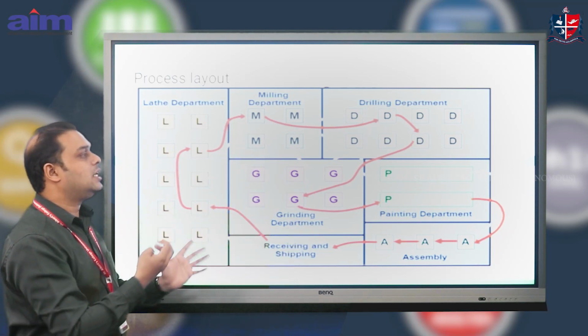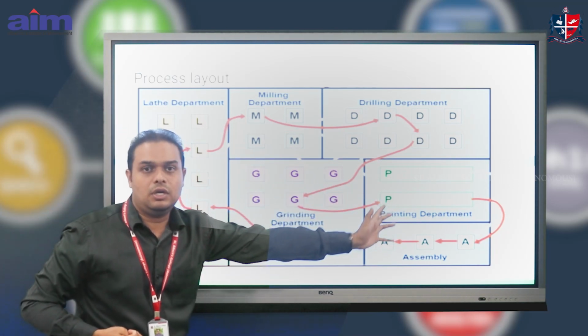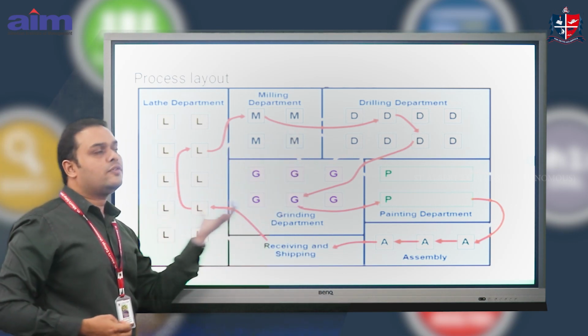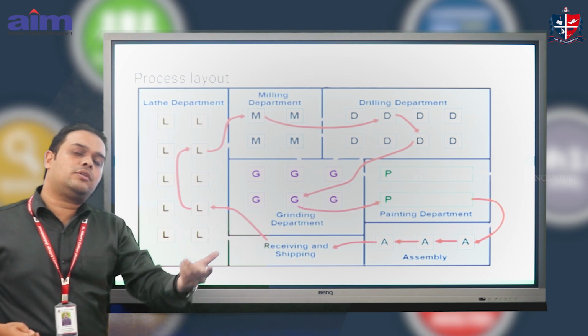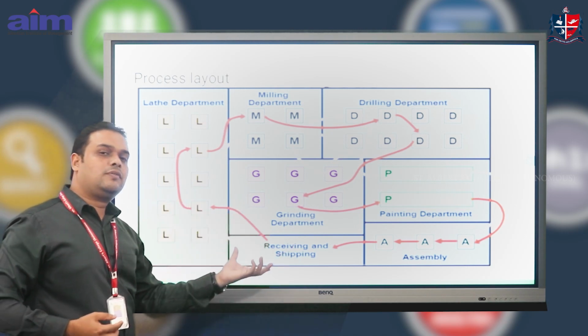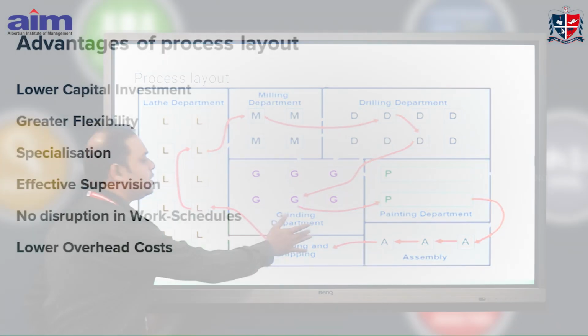You might have several products that don't even reach the painting department. So you are not going through a specific line. These are arranged according to different departments, and if the production process requires that the product should go through a specific department, it will go. And that is how it is done.